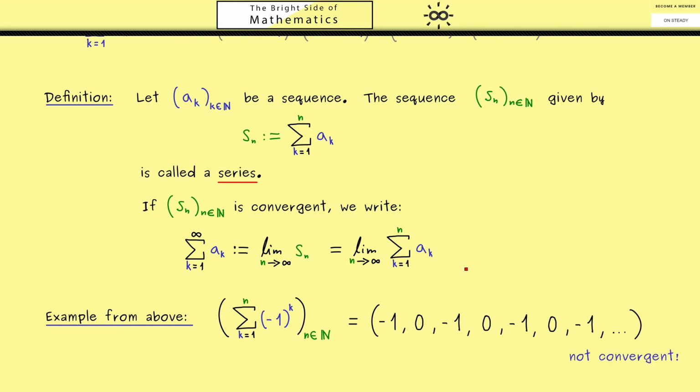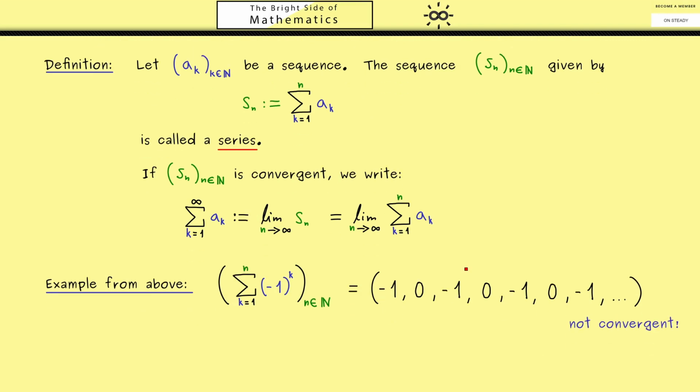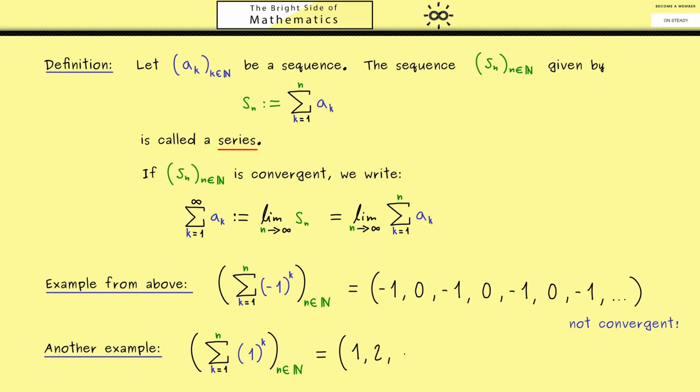Okay, maybe for closing this video, also another example would be helpful. Here I want to ask the question, what happens when we put in +1 instead of -1? Of course, then the power k does not matter at all, because we always get out 1. Therefore, for our sequence of partial sums, we get out 1, then 2, then 3, and so on. Obviously, this is also a sequence that is not convergent. However, we could say it's divergent to infinity.